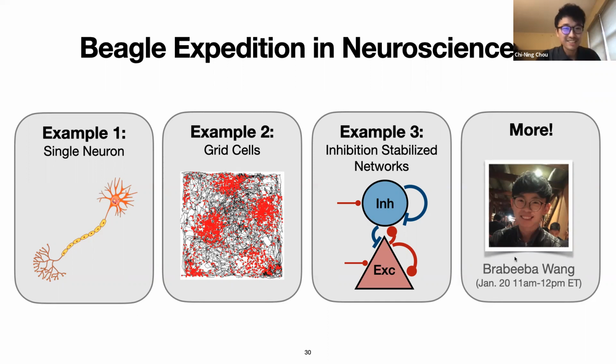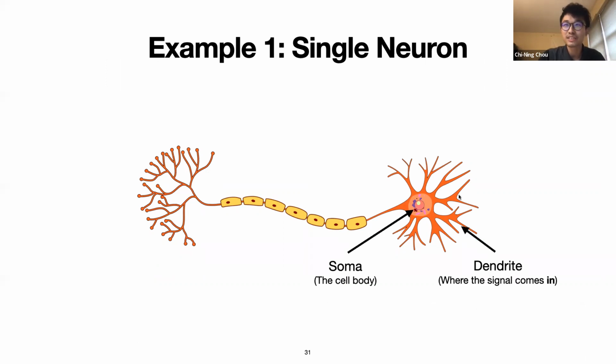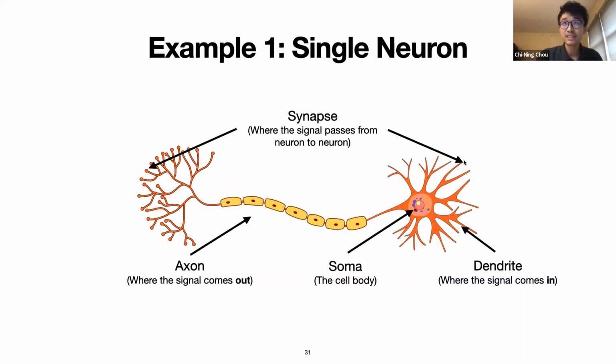So now let's start our Beagle expedition. The first example is a single neuron, but let me first introduce a little bit of the anatomy. The simplified way to think about neurons is the following. We have a neuron, and the cell has a center, the soma. There are two parts. One part is the dendrite, which receives signals from other neurons. You also have axons, where the signal goes out. And at the interface where dendrites and axons interact with other neurons, people call it a synapse.